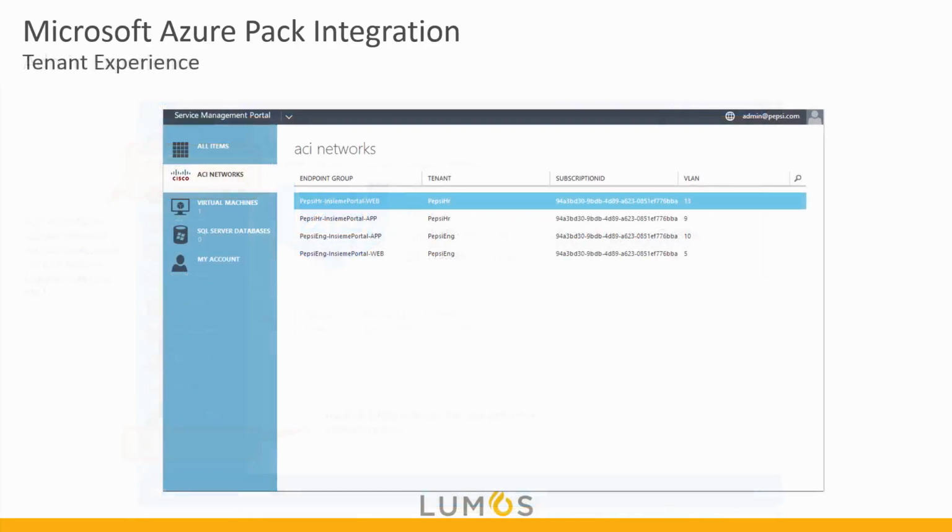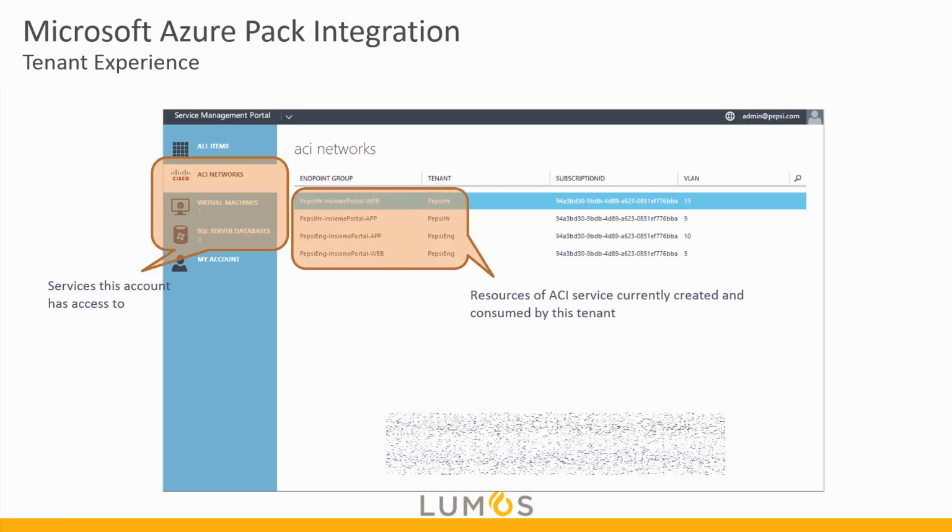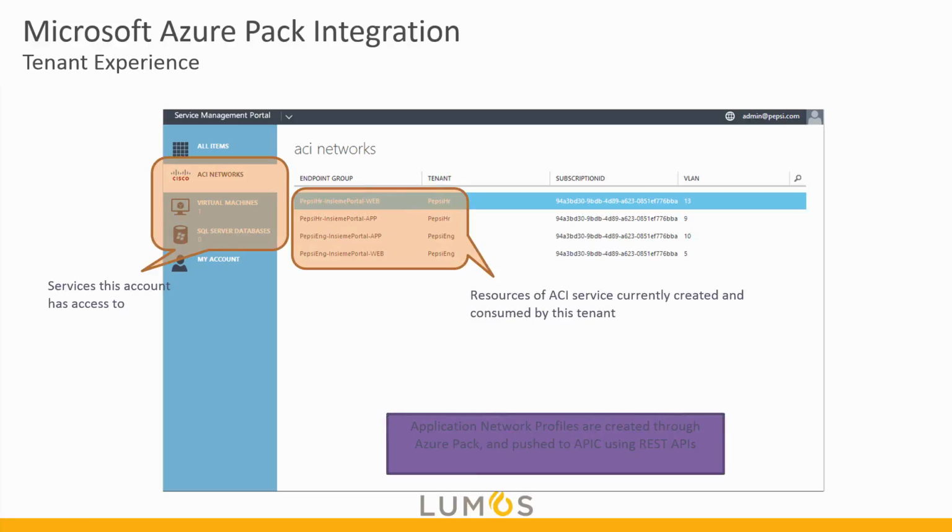Now the tenant experience, so what the individual tenants see and are able to create and consume, is they see the different ACI networks that have been provided to them by their provider, and they are able to view these endpoint groups in particular tenants and however many VLANs or subnets they have, and use these services that the tenant has access to. So all the application network profiles are created through Azure Pack, and they're pushed to the APIC using REST.